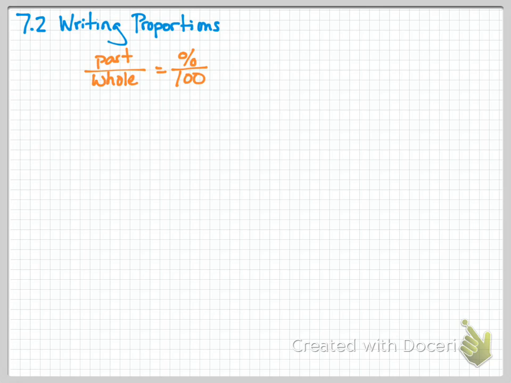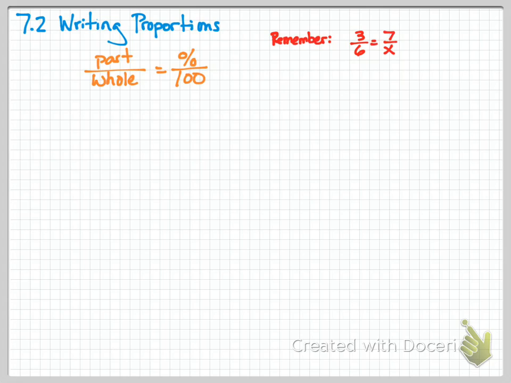Alright, the thing we have to remember is this fundamental code right here. Part over whole equals percent out of 100. What that means is, in a fraction, the numerator is the part of the whole denominator. And that part is a percentage of the whole. That's why we can write this proportion: part over the whole equals percent out of 100.